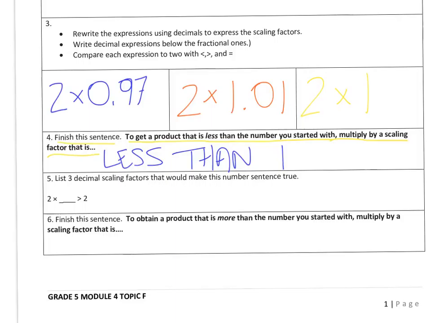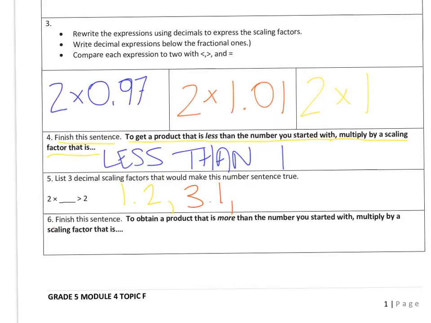So list 3 decimal scaling factors that would make this number sentence true. 2 times blank is greater than 2. Okay, so I know if I want to multiply and get something bigger than 2, then I have to multiply by something that's bigger than 1. So I'm going to say 1 2/10, because that's bigger than 1. And how about 3 1/10? And you give me the third scaling factor that would work for this, any scaling factor bigger than 1, and then come see me for a smelly star.